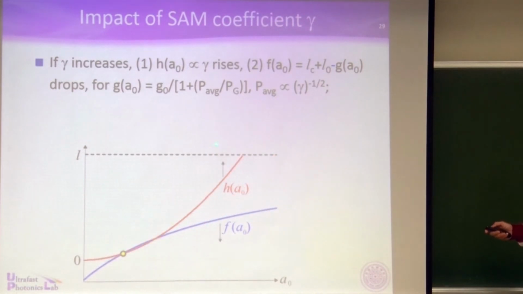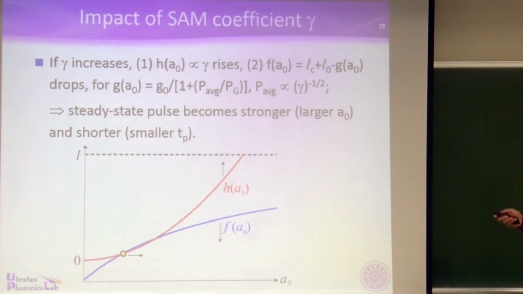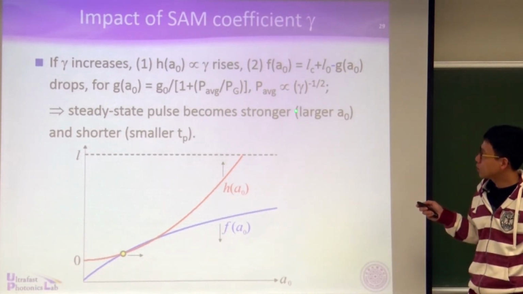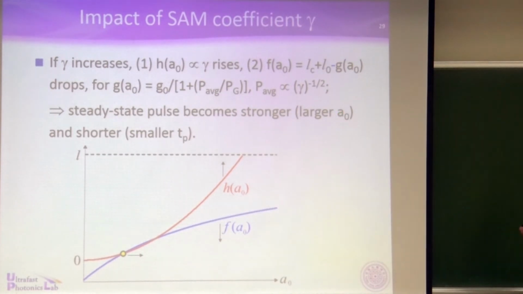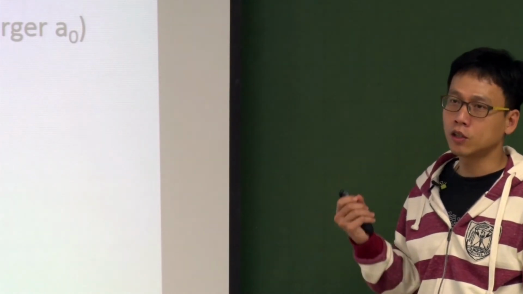So what happens? You might have something like this. And how about the intersection point? You can go back and forth. Then you can see this intersection point actually moves to the right. So it means the steady-state pulse becomes stronger and shorter. Stronger because now the intersection point corresponds to a larger A_0 because it moves to the right. And the relation between amplitude and T_P implies the steady-state pulse must be shorter. So from some perspective, it is a positive thing, right? If you increase your SAM, you get a stronger and shorter pulse.